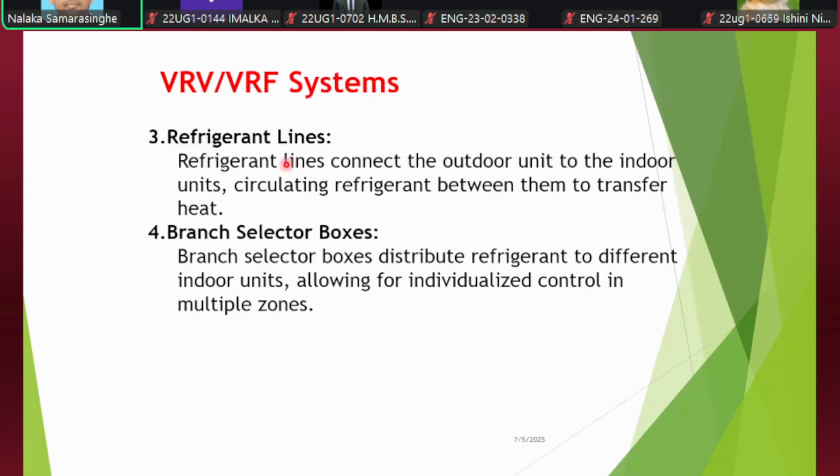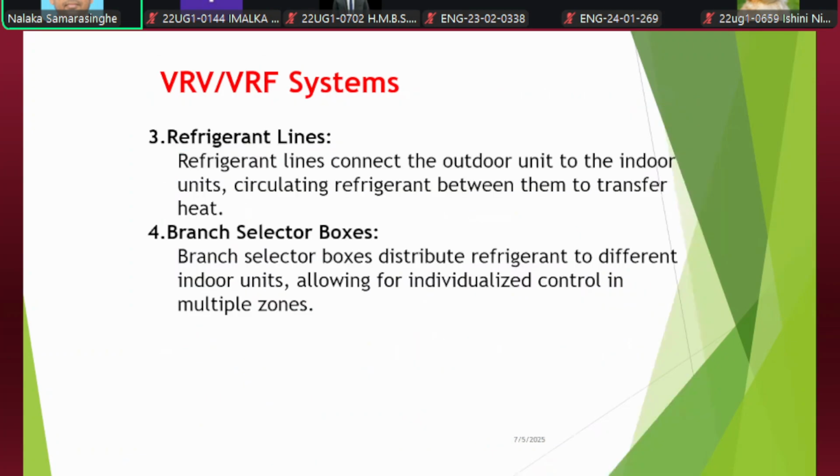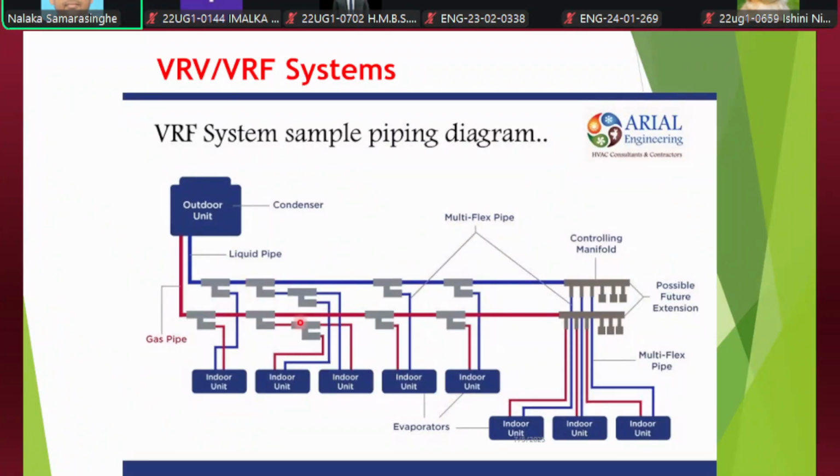And we have refrigerant lines and branch selector boxes here, with refrigerant lines indicated by this red color and blue color. This is the controlling manifold, and here we have the selector boxes, which we call branch selector boxes. You control these branch selector boxes to control the amount of liquid flow going to these indoor units depending on the cooling requirement.